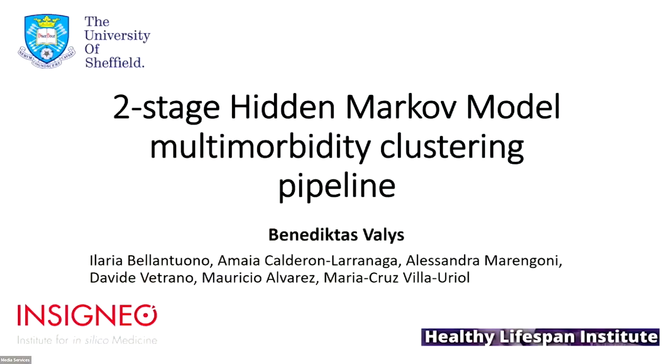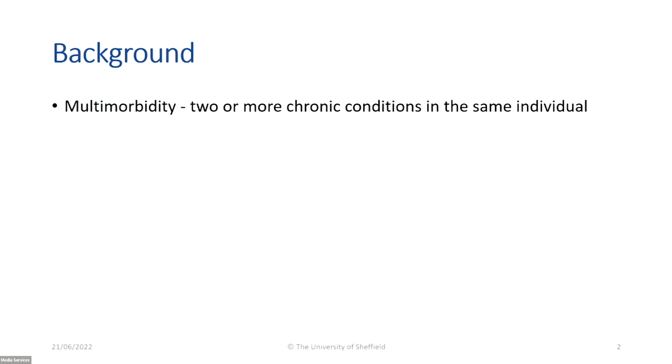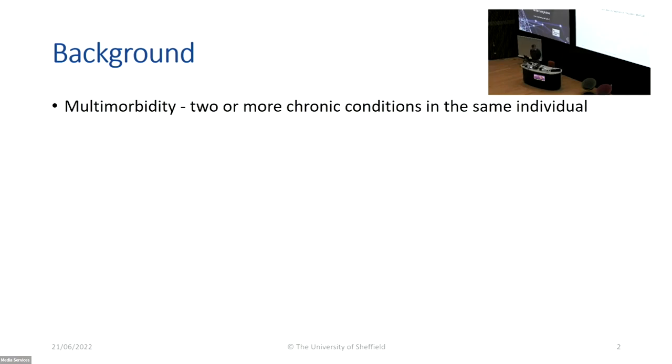So I'd like to present my PhD project. I'll talk about a two-stage hidden Markov multimorbidity clustering pipeline. It's a bit of a mouthful, but we'll start with the background. What is multimorbidity? Multimorbidity is the presence of two or more chronic conditions in the same individual. It is quite prevalent in the elderly population, but it still remains poorly understood. It's still unclear why certain conditions co-occur in some populations.